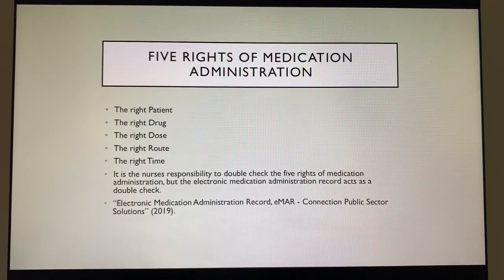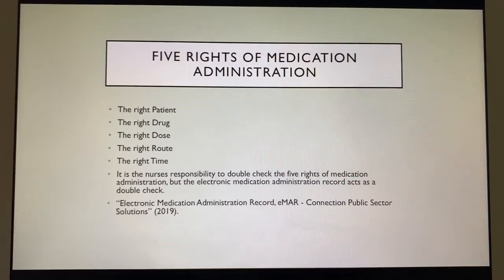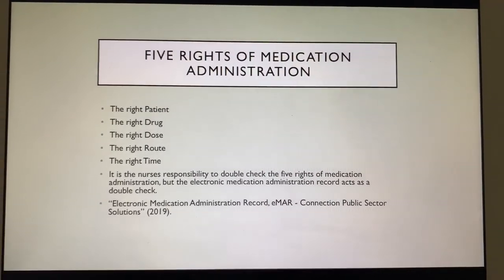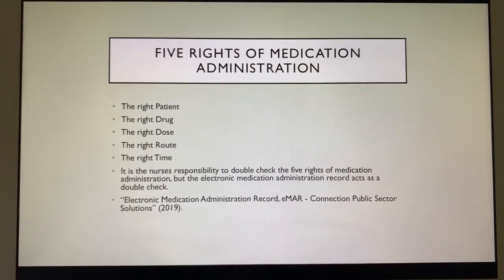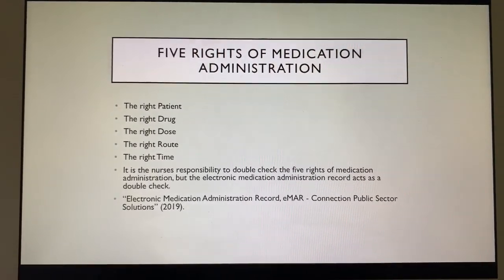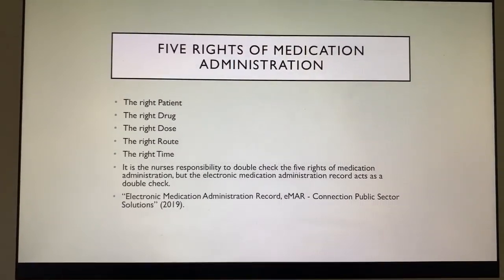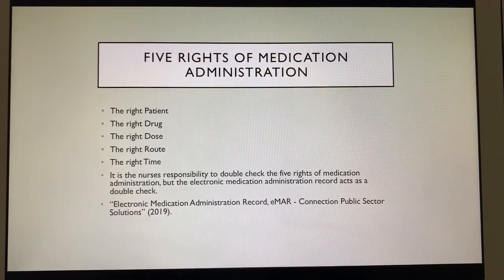And like I mentioned before, it's still the nurse's responsibility to double check the 5 rights of medication administration, because even though the electronic medication administration record acts as a double check, mistakes can still happen within the system, and the nurse that is giving the medication must make sure to double check those as well.